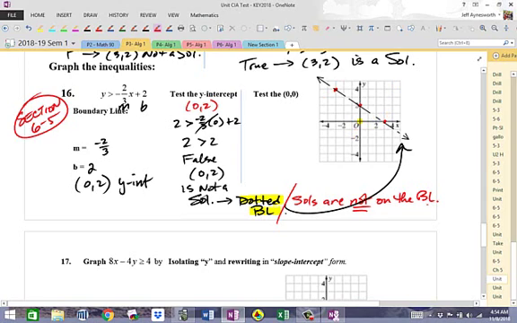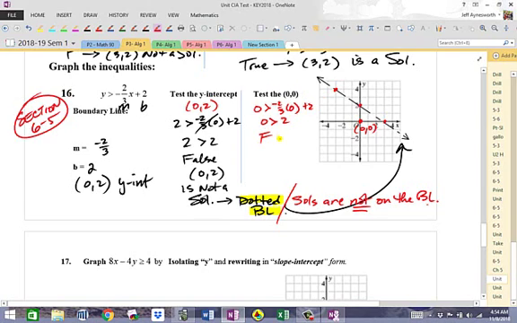So let's test the origin, which is right here. It says test the origin. So test it. So 0, is that greater than negative 2/3 times 0 plus 2? Is 0 greater than 2? And the answer is no.